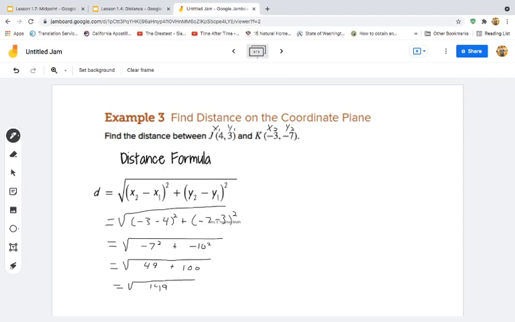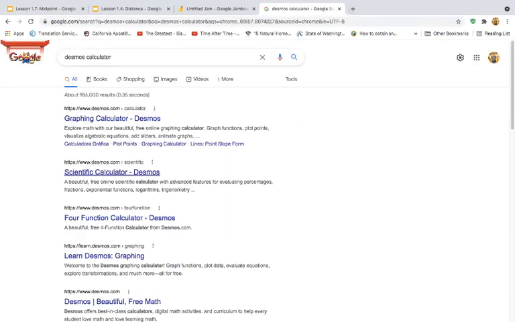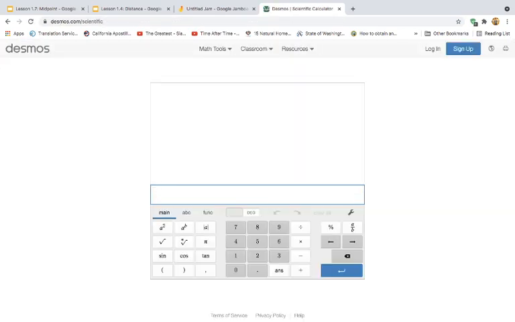So when we have something like the square root of 149, all we're going to do is plug this into a calculator, okay? And you can use anything you want. The Desmos calculator, scientific calculator. Okay, Desmos calculator is usually good. So we're going to go ahead and click this square root button, boom, and then 149, and it tells us that the distance in the end is going to be 12.2.